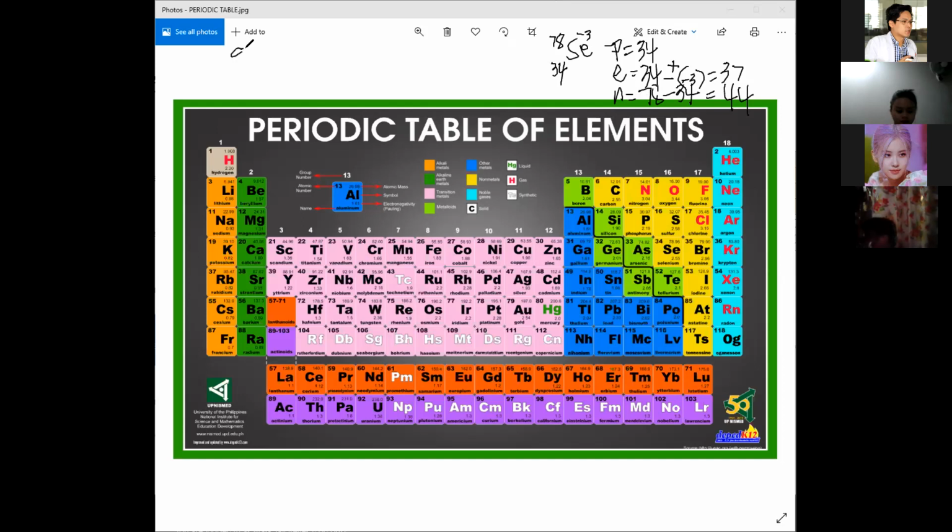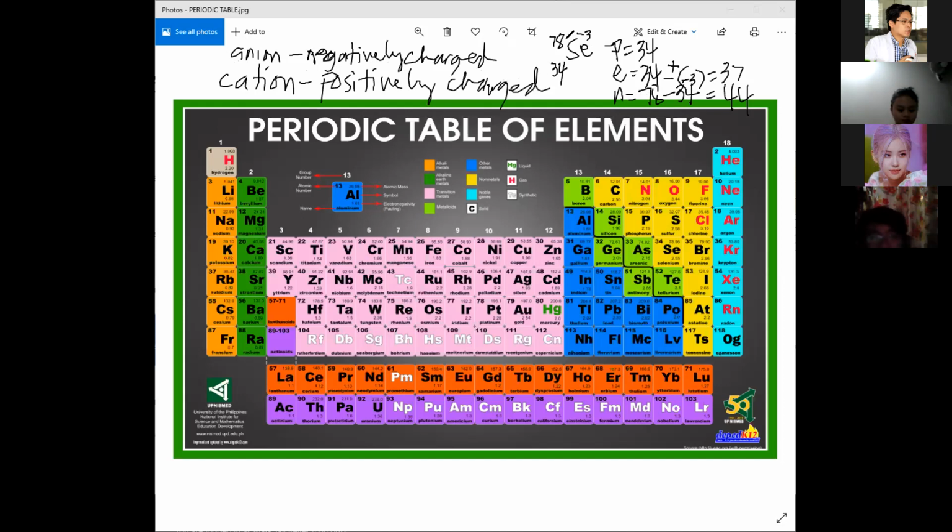So again, an anion is negatively charged. Cation is positively charged. When you say negative ion or negatively charged ion, it has more electrons than protons. If it is cation, it has more protons than electrons. Are we clear with this? Yes, sir.